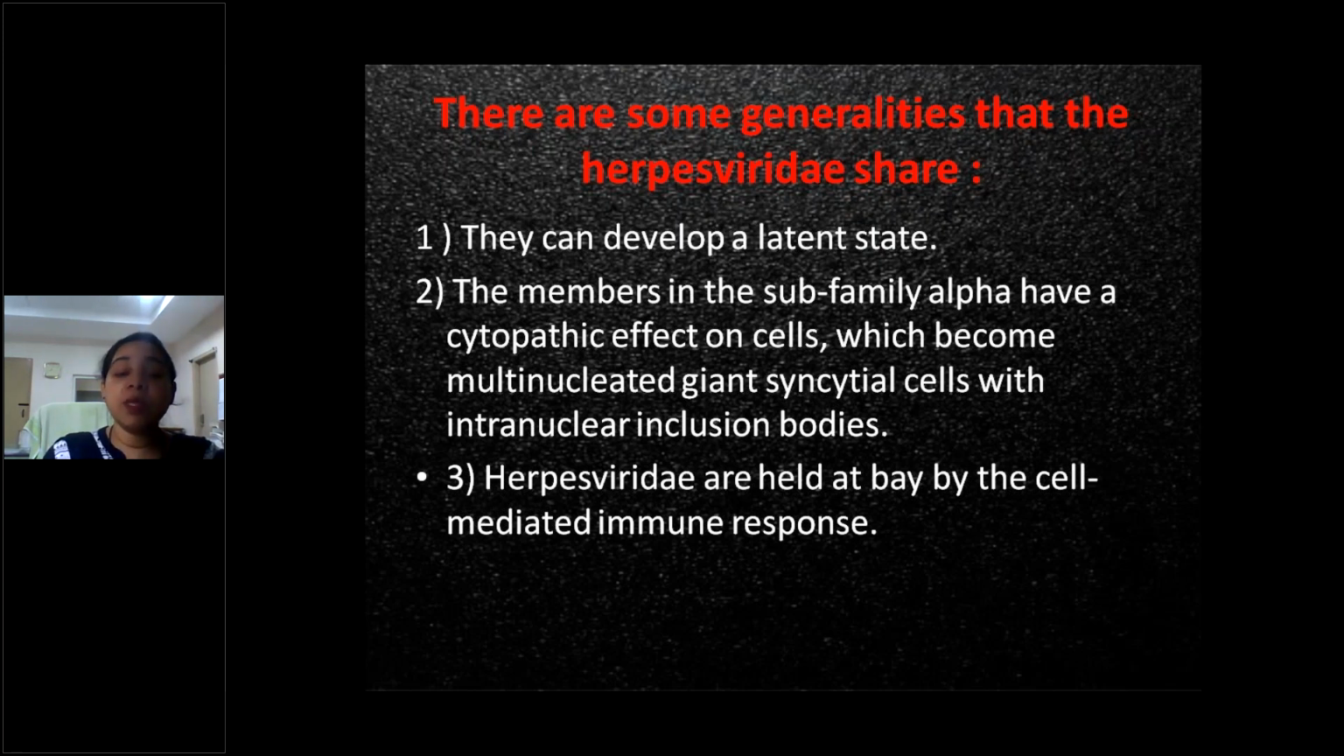Second one, the members in the subfamily alpha have a cytopathic effect on cells, which become multinucleated syncytial cells with intranuclear inclusion bodies. Now, the Herpesviridae family is further divided into different groups, such as alpha, beta, and gamma. The viruses in the alpha group usually have a certain pathogenic effect on the cells when they grow. That is called cytopathic effects. We have learned about cytopathic effects, yes, in the general properties of viruses.